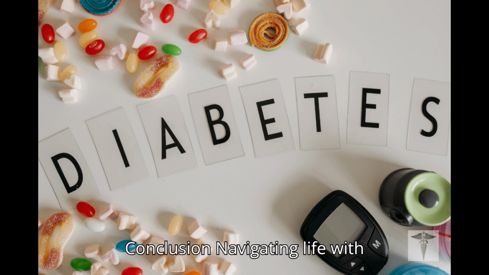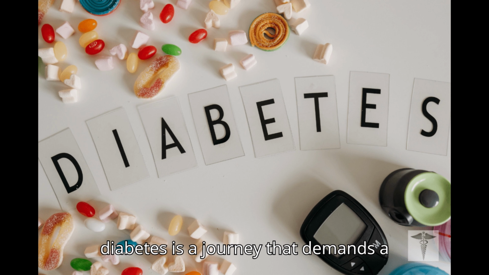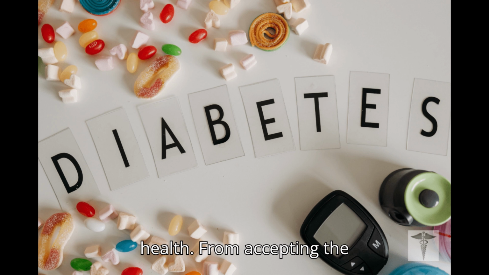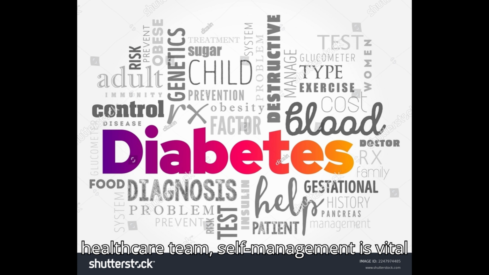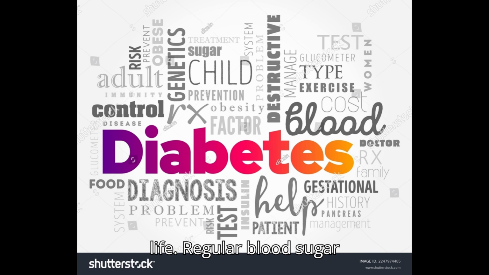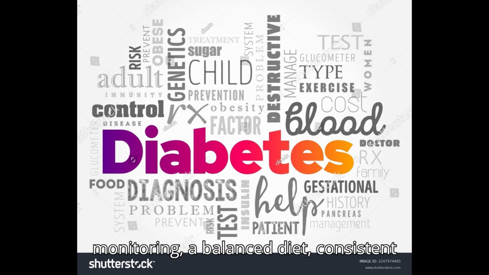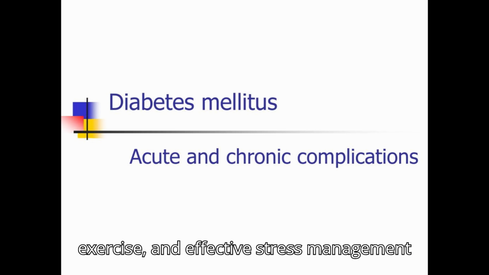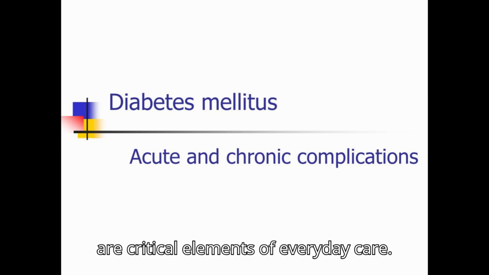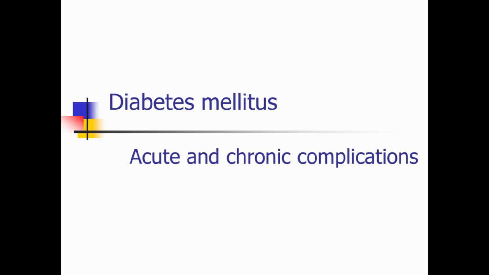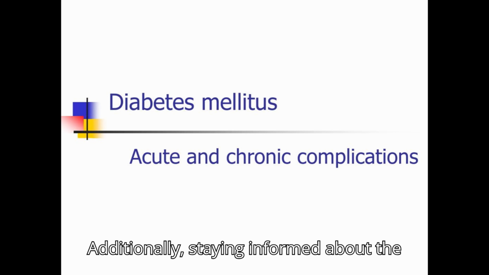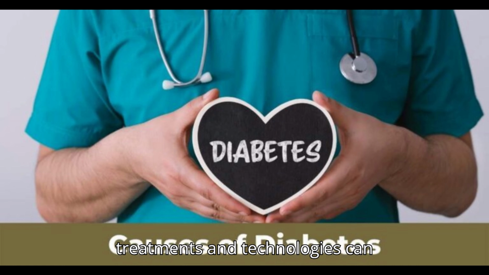Conclusion. Navigating life with diabetes is a journey that demands a holistic and proactive approach to health. From accepting the diagnosis to assembling a dedicated healthcare team, self-management is vital for leading a healthy and fulfilling life. Regular blood sugar monitoring, a balanced diet, consistent exercise, and effective stress management are critical elements of everyday care. Additionally, staying informed about the latest advancements in diabetes treatments and technologies can significantly simplify management and improve efficiency.